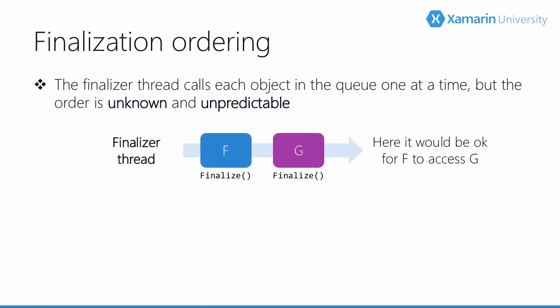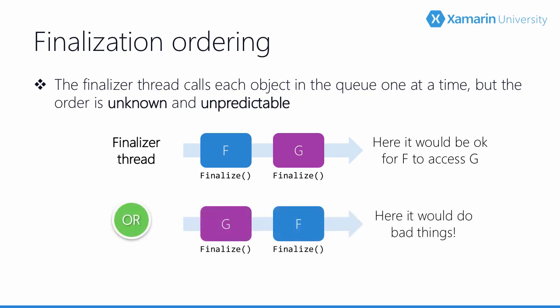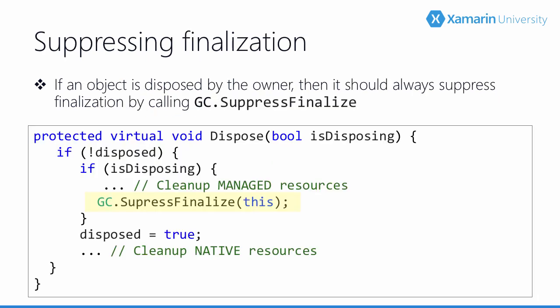So here's just a quick picture of it. We've got a finalizer thread, and if F gets finalized followed by G, then it would be okay for F to call toString on G. But if G gets finalized first and then we call F, then we don't really know what's going to happen because we don't know what the toString implementation of G does. If it uses some of those handles that potentially got allocated, then it's going to be a big problem for us. So the bottom line is you should never touch or rely on managed state inside your finalizers. Instead, you should only free native operating system resources.